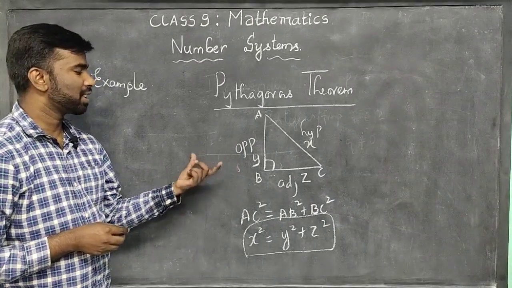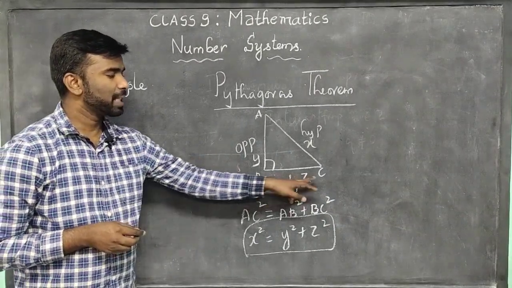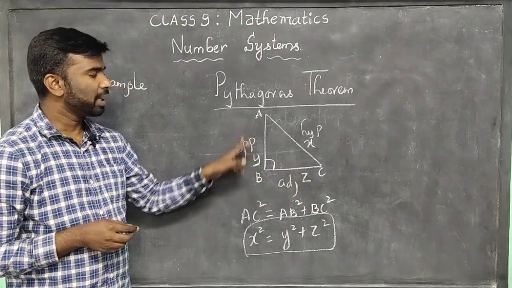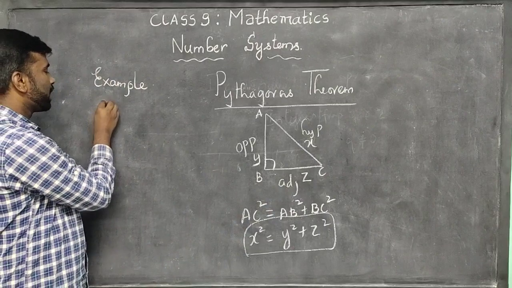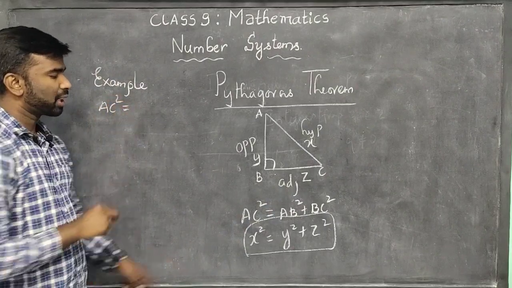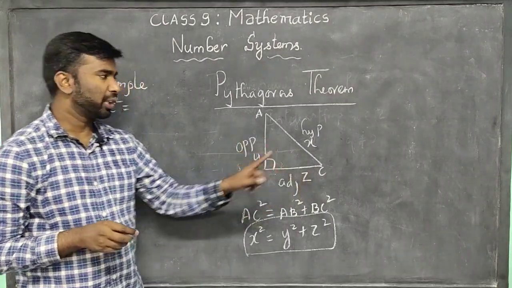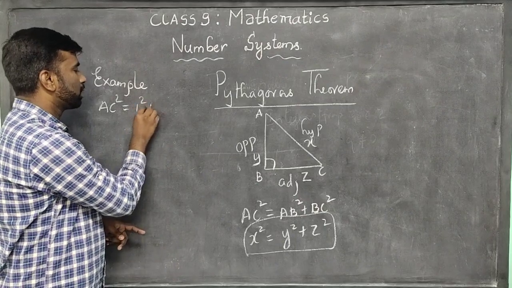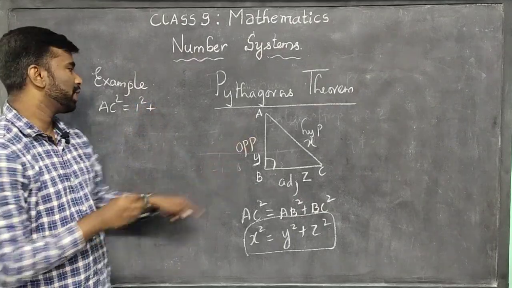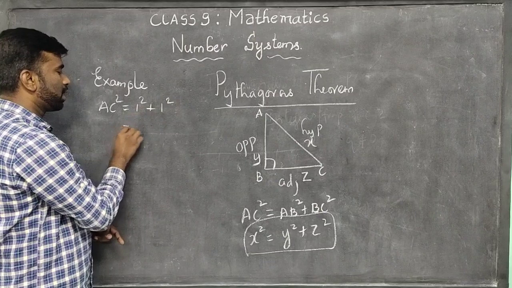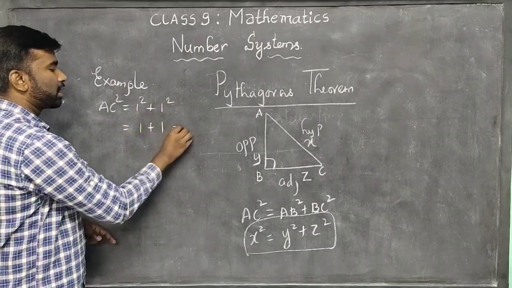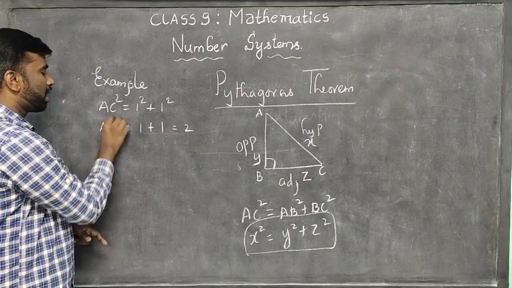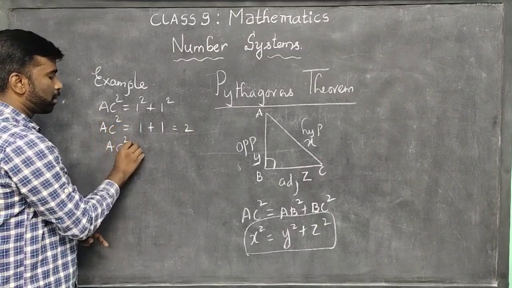Students, let me consider an example. I will consider BC as 1 unit and AB as 1 unit. We will try to find AC. Therefore, AC square equals BC square, that is 1 square, plus AB square, which is also 1 square. Now 1 square is 1, so 1 plus 1 gives 2. Now AC square equals 2.